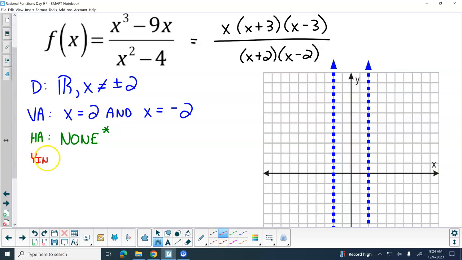Step number 3. Y-intercept. I plug in 0. Is it going to be easier to plug in 0 in my original function or in my factored function? In which one? In the original, right? Because anything with an x in my original goes away because it's 0. So this would be 0. This would be 0. That means I get 0 on top. This would be 0. That means I get -4 on the bottom. So my y-intercept is 0, 0.